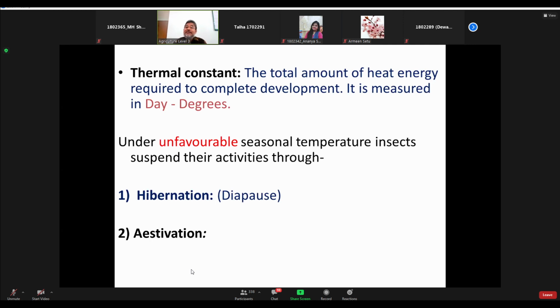So this developmental period, in case of insects, is not fixed like that. Developmental period varies. How many days the insect will take to complete its development? You need to calculate it. We need to know it. And how can it vary?